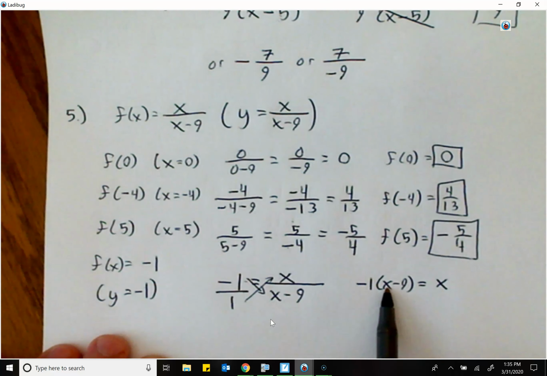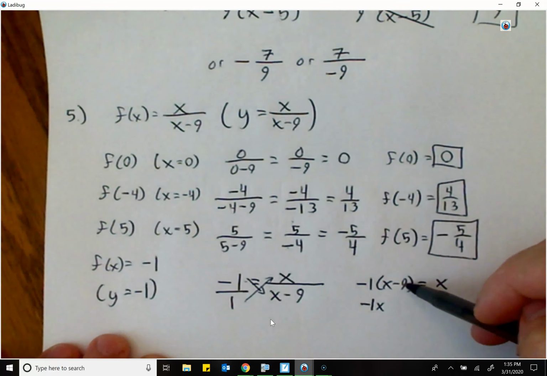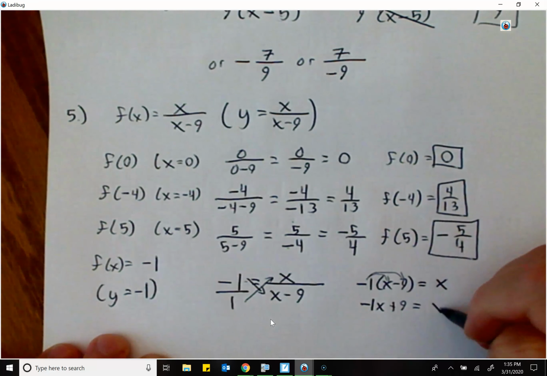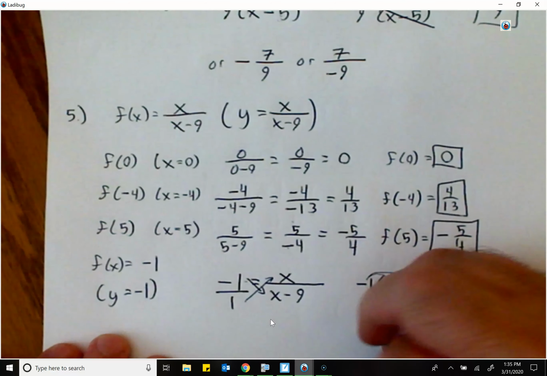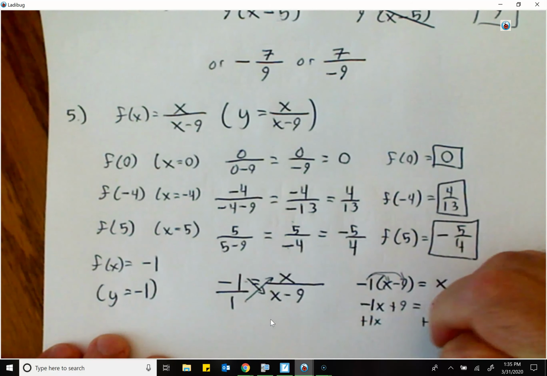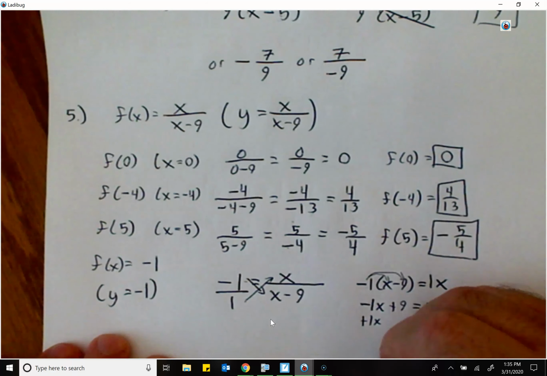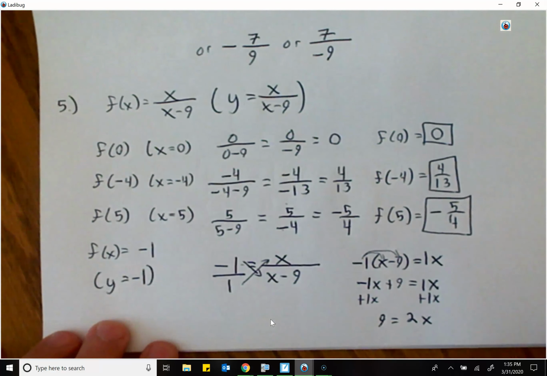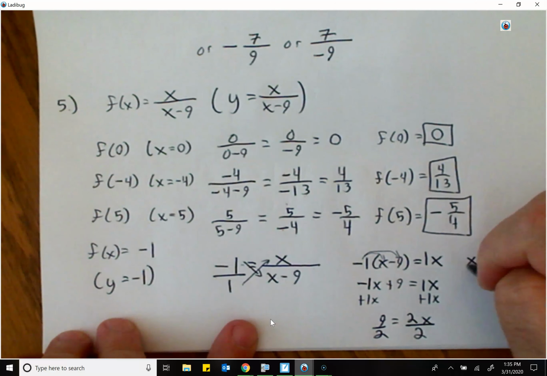Well, what's negative 1 times x? That's negative 1x. What's negative 1 times negative 9? Because we're distributing through on this. That's a positive 9 equal to x. We'll get all of your variables on one side. So I'm going to take a negative 1x and add it to the other side. So plus 1x, plus 1x. Remember, that's a 1x as well. If you want to put the 1 there, you can. You don't have to. So I got 9 equal to 2x. How do I get x by itself? Divide by 2, divide by 2. And now you know what x equals.